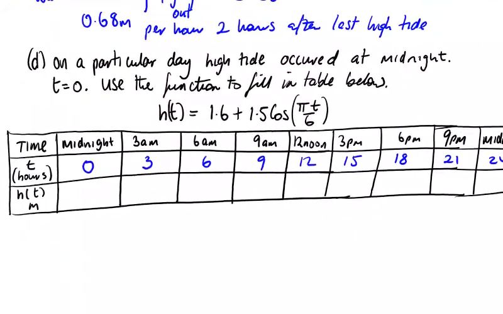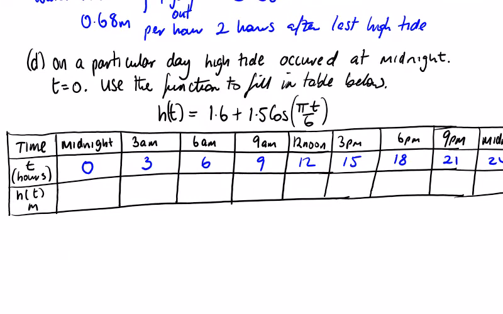So the height when t is equal to 0, well, that's our unit circle. The cos of 0 is equal to 1. So at midnight, when t is 0, the height is going to be at a max of 3.1.